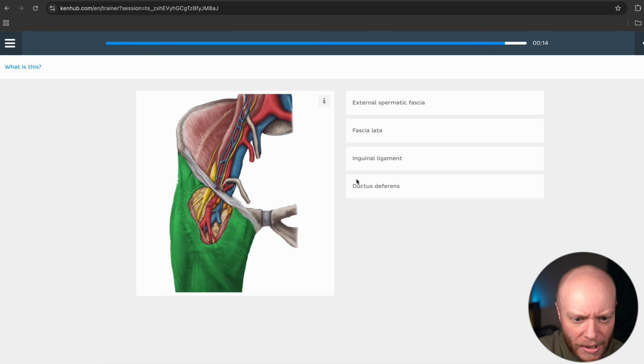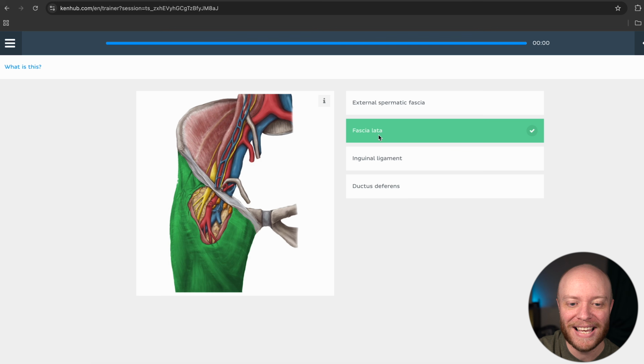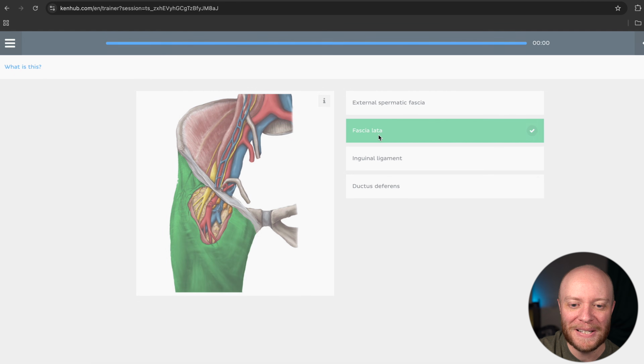Okay, so the last question, going as fast as we can. We have this massive one, which is going to be easy to see. Is this the external spermatic fascia, the fascia lata, the inguinal ligament, or the ductus deferens? What's nice is we know it's not the ductus deferens because we just saw that. So through process of elimination, you should have landed somewhere around here. The answer is the fascia lata.